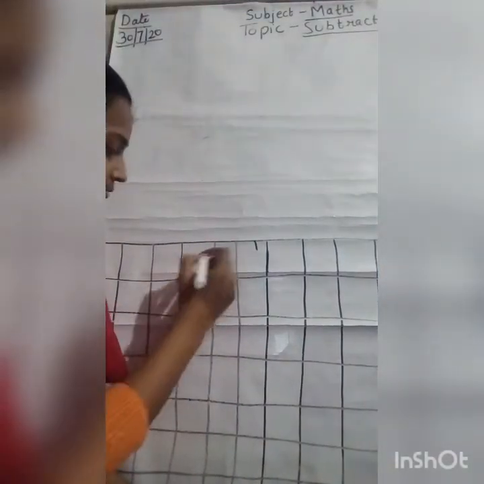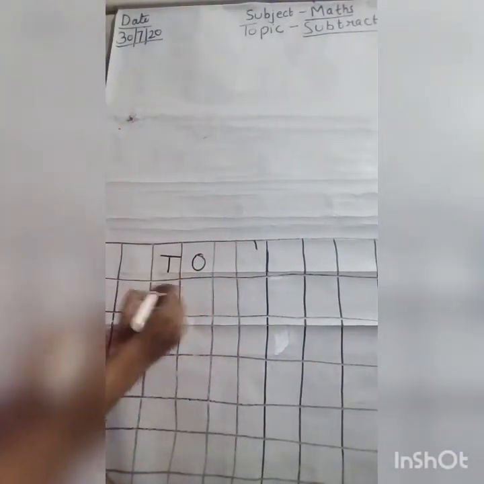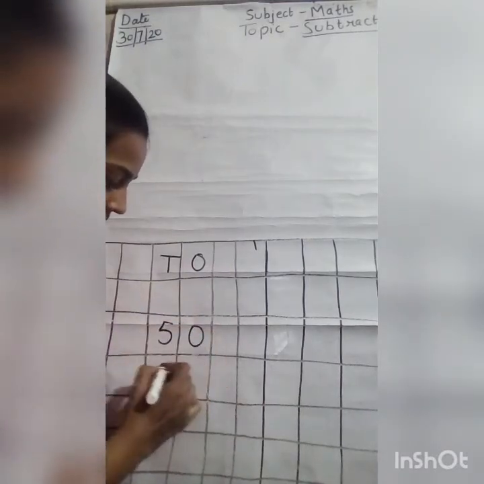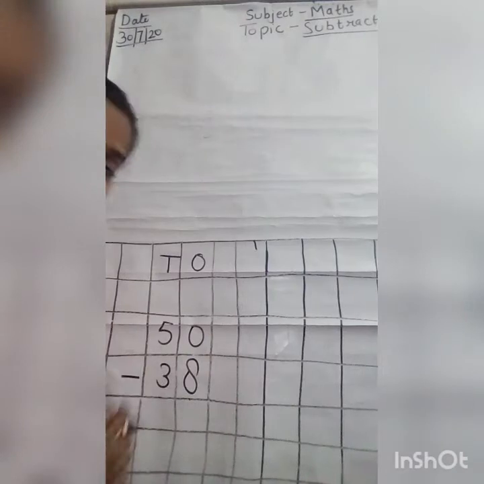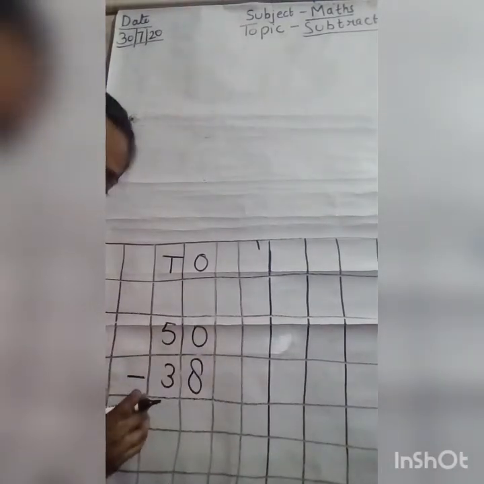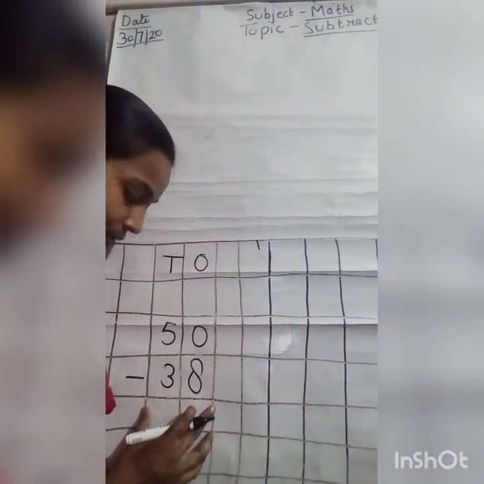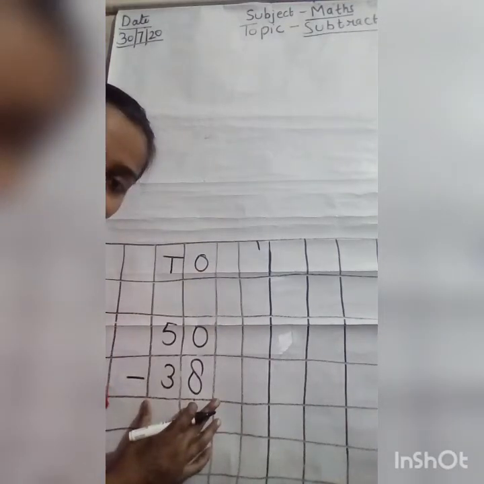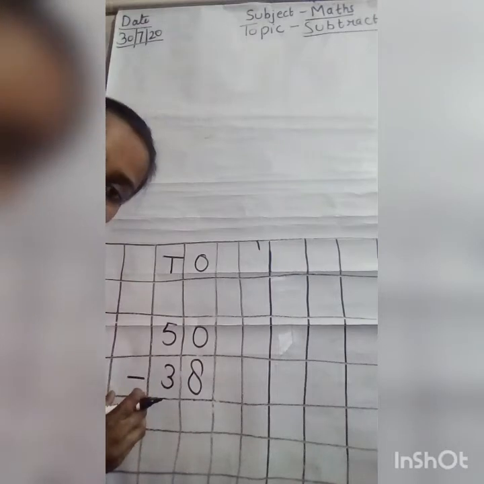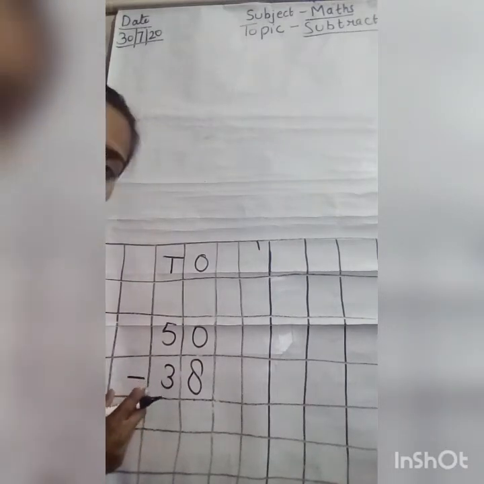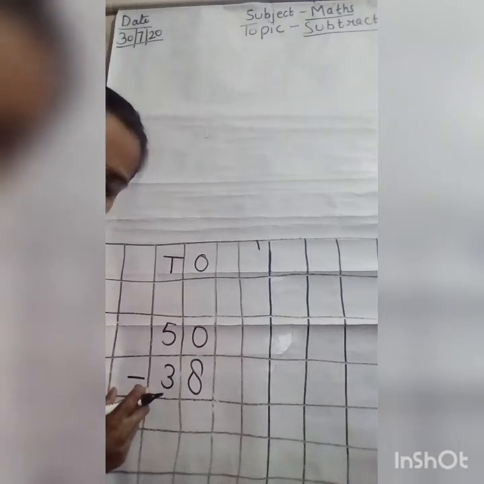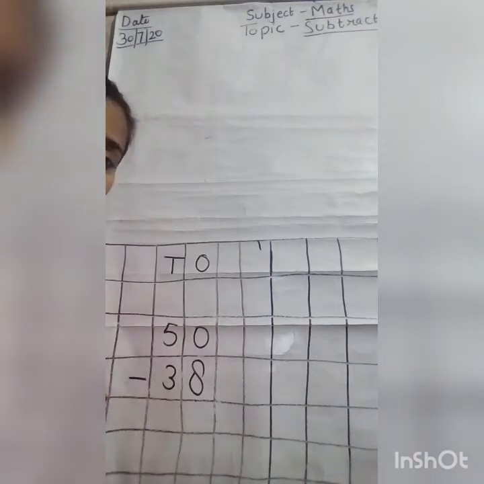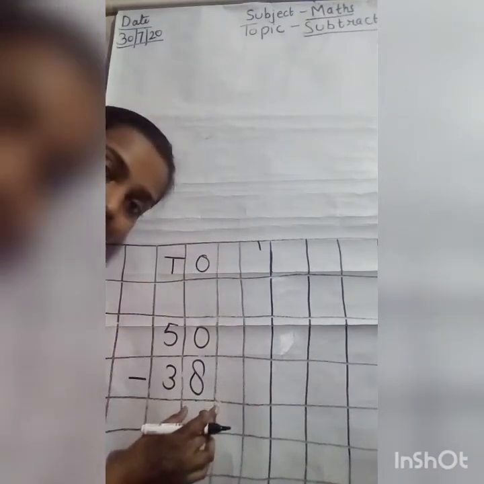Children, if I take one question, 50 minus 38 here, firstly always put a sign here, whatever you are doing. If you are doing addition, put a plus sign, or if you are doing subtraction, put a minus sign. This sign indicates what you are doing, addition or subtraction.